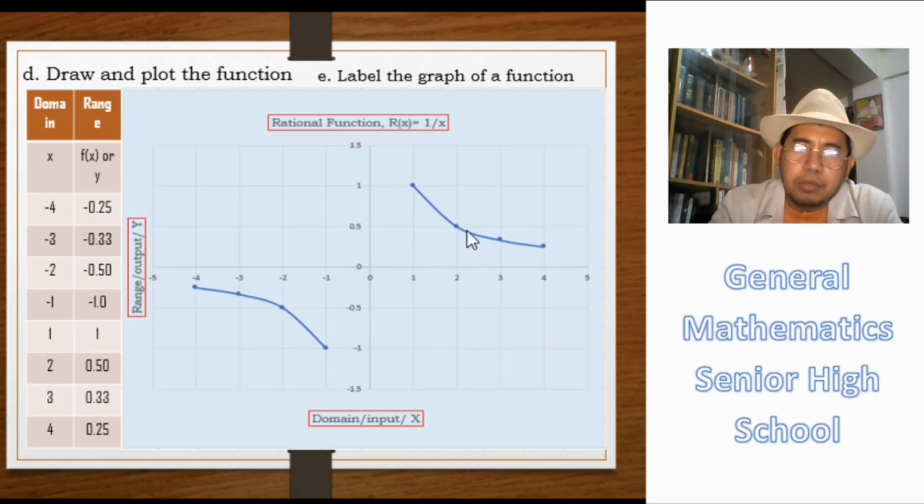After having now the graph, I'm going to label them. So within here, the title of the graph. So this is my y. Okay. So here, this is my y, the vertical line. And my domain input or x is the values of my x. It is at the bottom part.